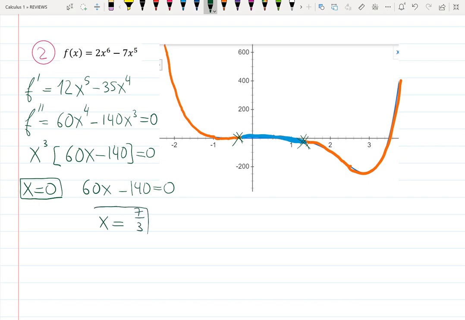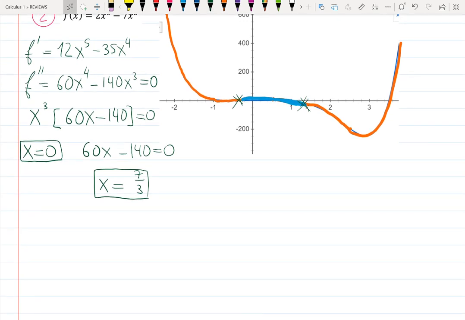Oh, so we actually could factor out 20. As you can see, you can divide by 20. 60 over 20 is 3, 140 over 20 is 7. So we have those, not critical points. We don't call them critical points when we work with the second derivative.